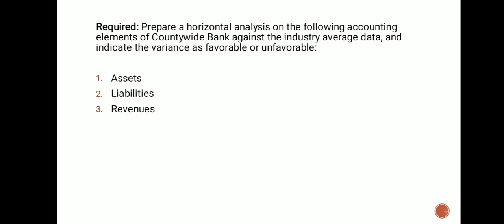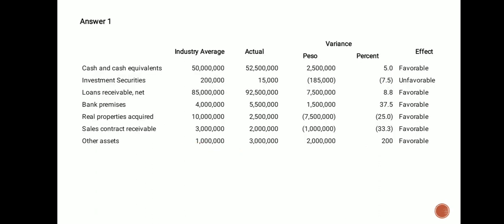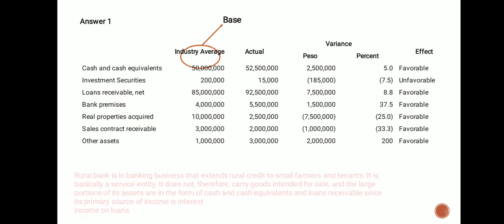Here's the requirements. We are asked to prepare a horizontal analysis on the following accounting elements of Countrywide Bank against the industry average data and indicate the variance as favorable or unfavorable. So we have assets, liabilities, and revenues. So let's answer first the assets. So we have here the comparative analysis for the assets of Countrywide Bank against the industry average. So as I said, our base here is the industry average.